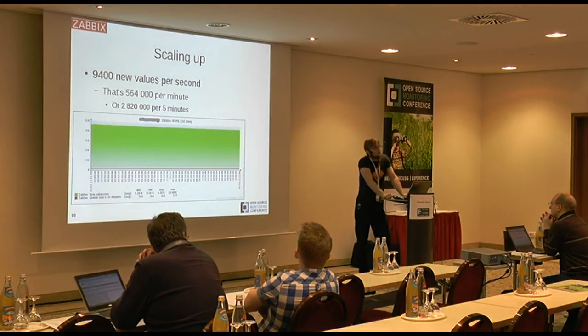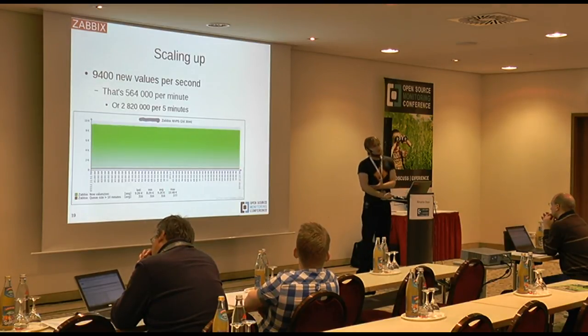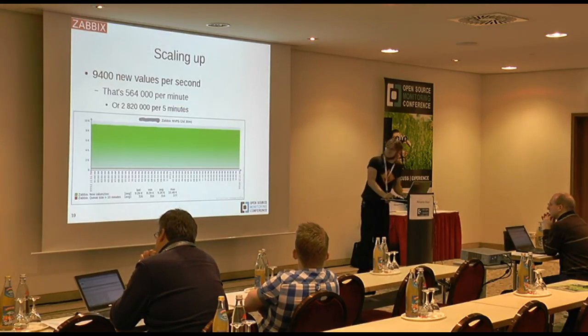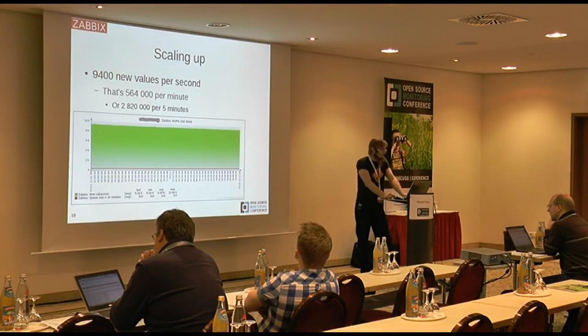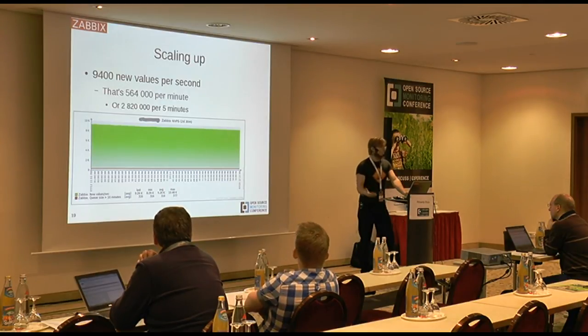For each of these values, we are evaluating triggers, we are checking whether it is above any threshold, we are generating trends, which is long-term data storage for Zabbix, we are storing all that in the database, and more than 9,000 times per second. If you are more accustomed to calculating per minute or per 5 minutes, then that's 564,000 values every minute, or something below 3 million values every 5 minutes. So these numbers are pretty good, I would say. This is with Zabbix version 2.0.